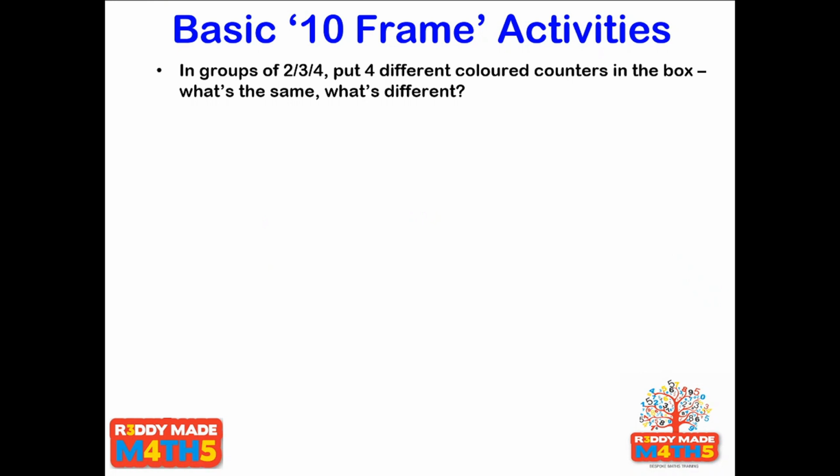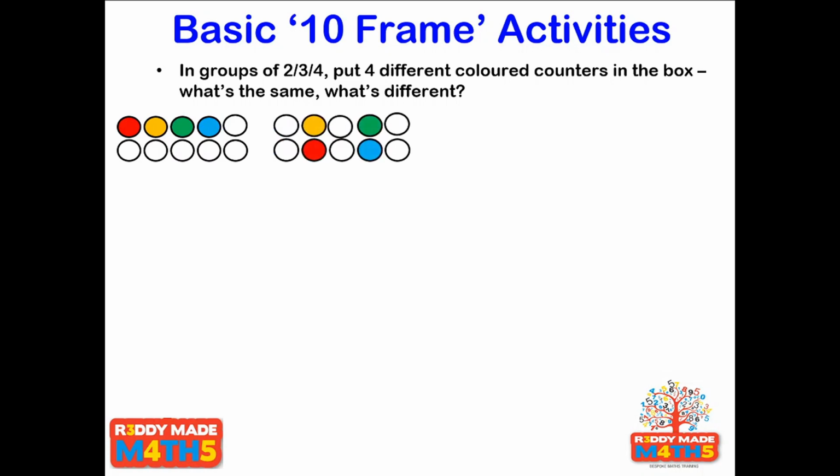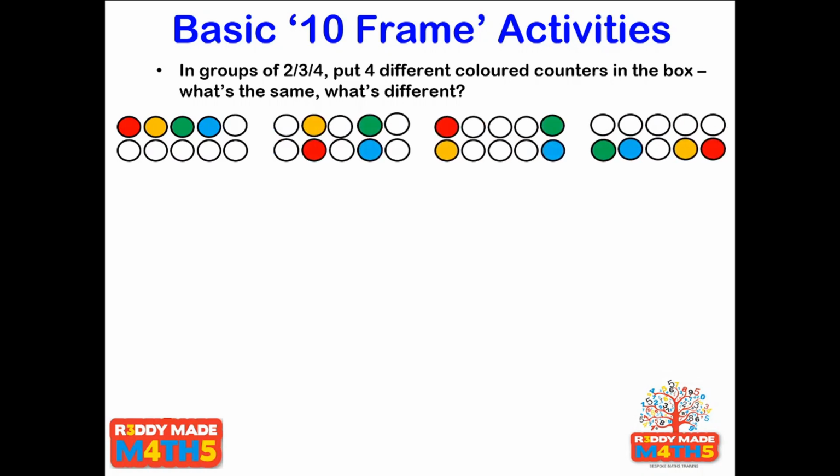Well, this time children can work in pairs or 3s or 4s and develop it now into 4 counters, but this time of different colours. Now we can look at what's the same and what's different. Rather than just looking at the amounts, we can talk about the colours as well. There's child A, B, C, D.